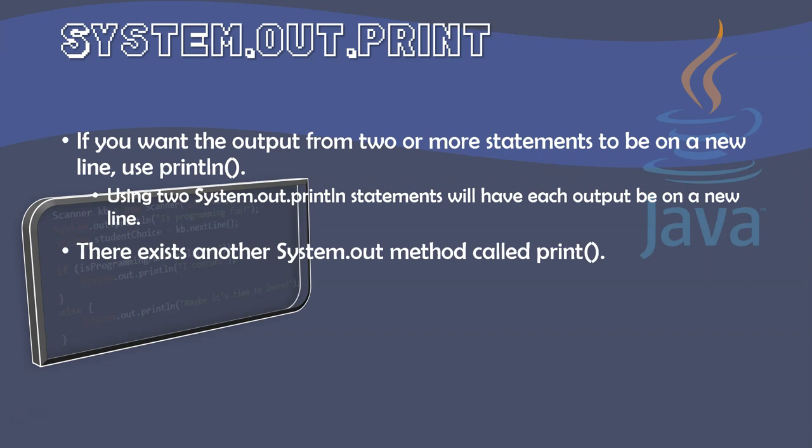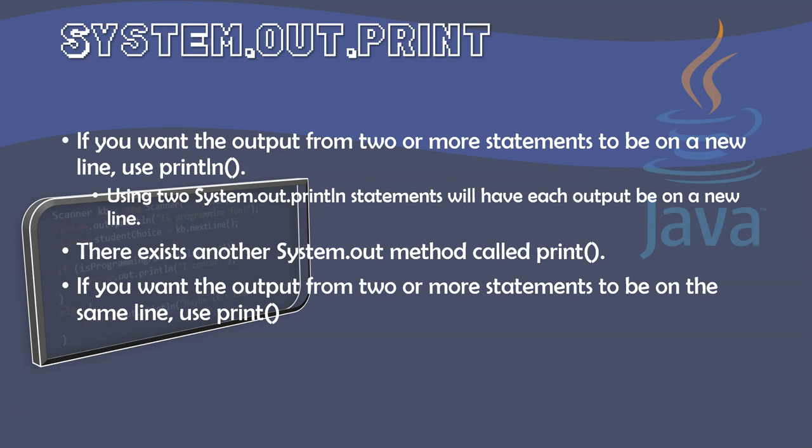Now, if we use System.out.print, which is the other method we're looking at, you'll see that these are going to be on the same line. That's the biggest difference between print and print line. Functionally, they are exactly the same. The only difference is that every time I call a print line statement, it automatically goes to the next line.